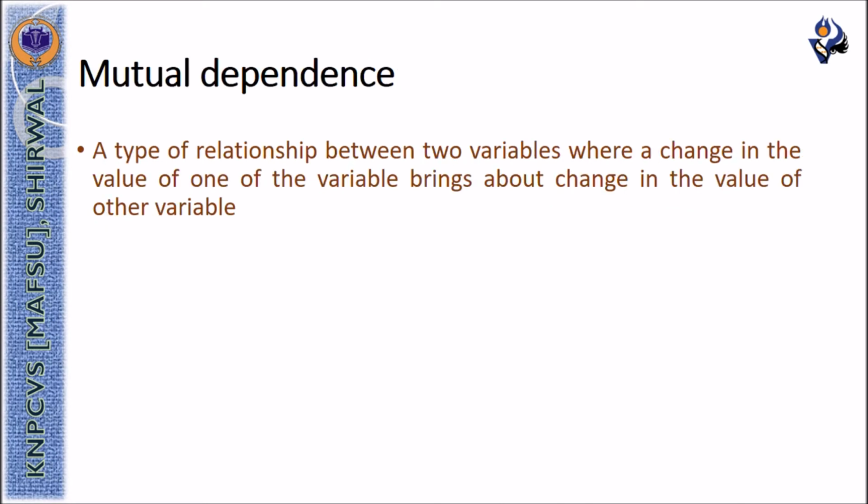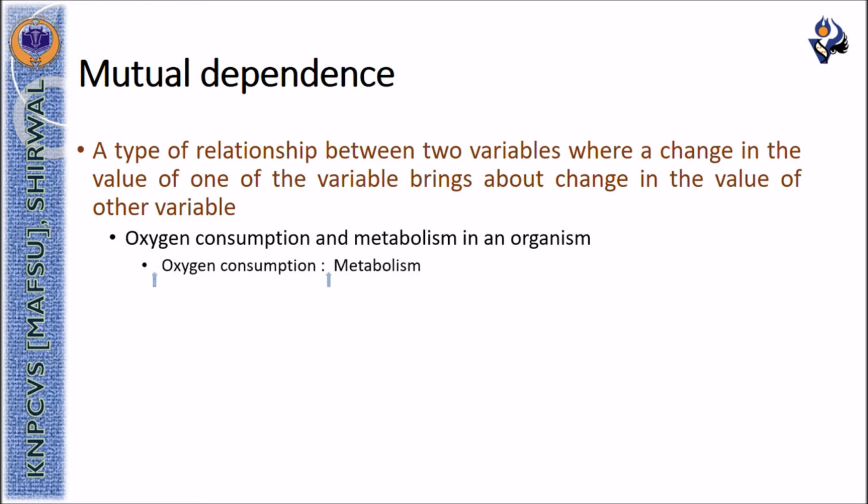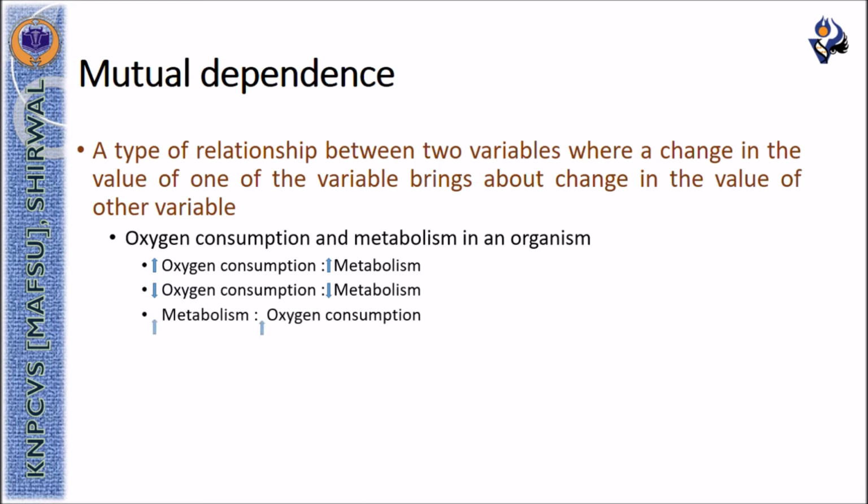A type of relationship between two variables where a change in the value of one of the variables brings about a change in the value of the other variable is known as mutual dependence. For example, oxygen consumption and metabolism in an organism. If there is an increase or decrease in oxygen consumption, there will be an increase or decrease in metabolism. Similarly, if there is an increase or decrease in metabolism, there will be an increase or decrease in oxygen consumption.